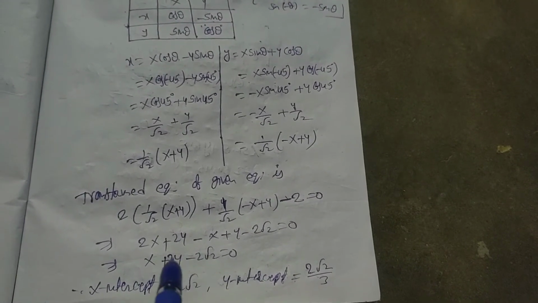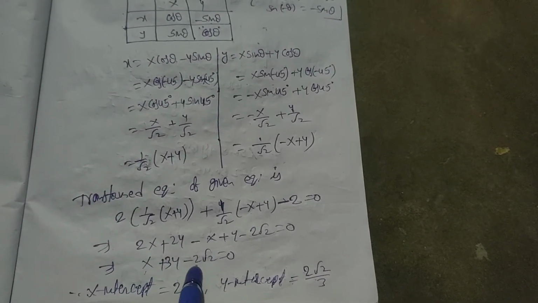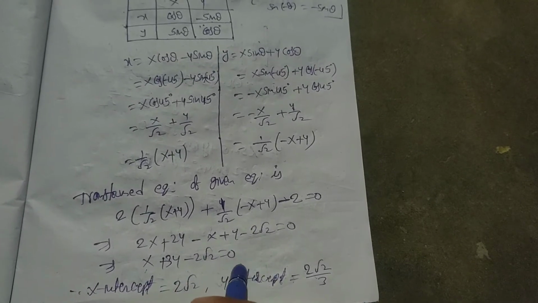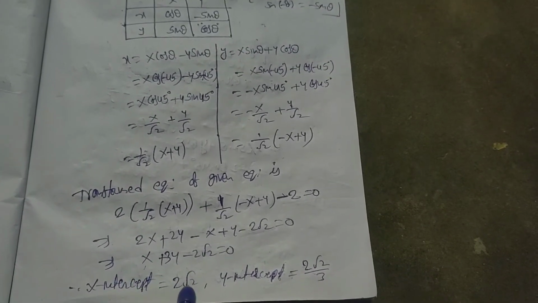So y is equal to 0 means this term becomes 0. So we have x is equal to 2 root 2. Transpose that side, you get that is 2 root 2. So that means x-intercept is equal to 2 root 2.